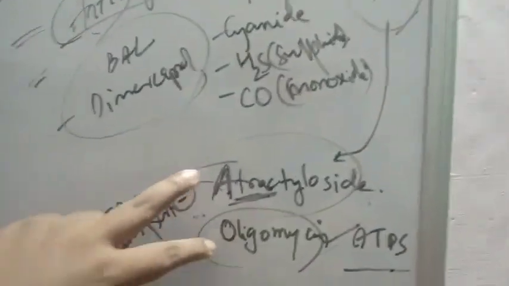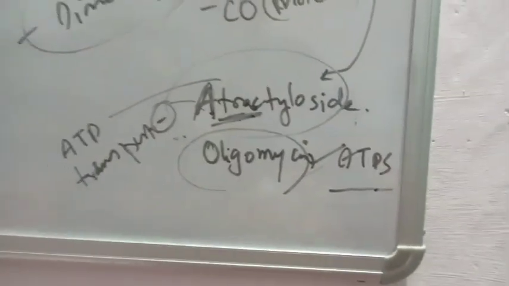So if there is a question which is the inhibitor of complex 5, and there are 4 options, out of which you get 2 options like atractyloside and oligomycin, which one will you write? You will write oligomycin because it is the actual ATP synthase inhibitor, right?